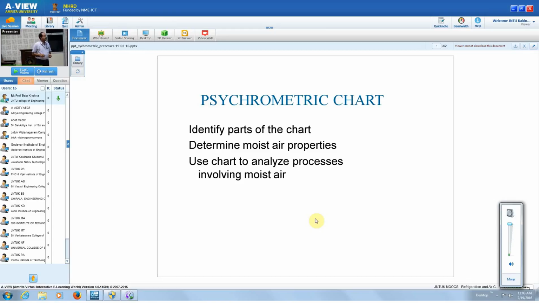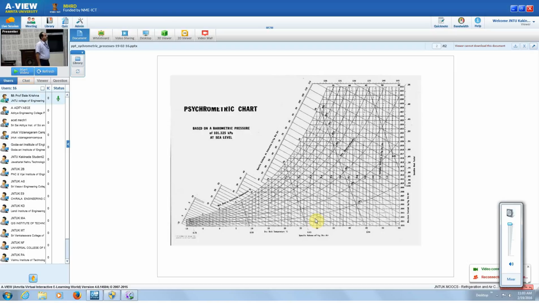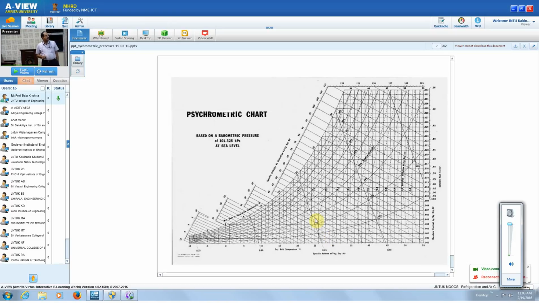Now today, the use of the psychrometric chart is to identify the parts of the chart, determine moist air properties, and use the chart to analyze processes involving moist air. In the last class we have seen what moisture is. We have seen the psychrometric chart and some important terms. It is also called the shoe chart because it looks like a shoe. Next.